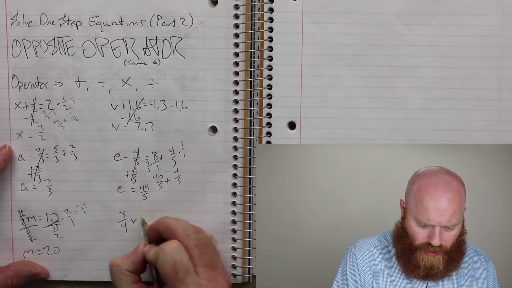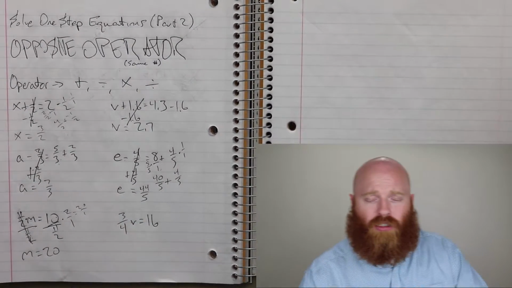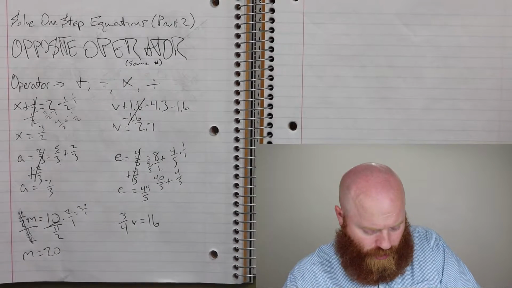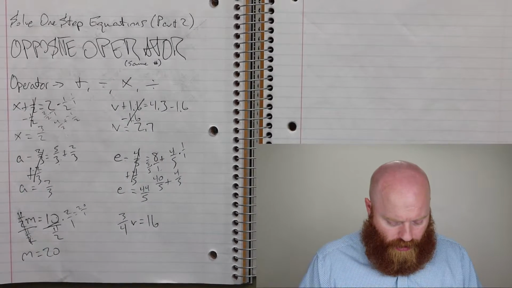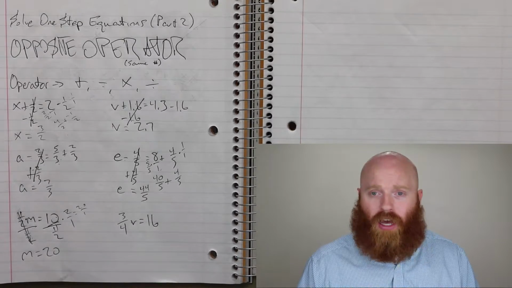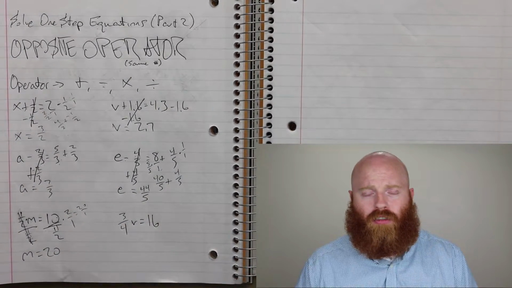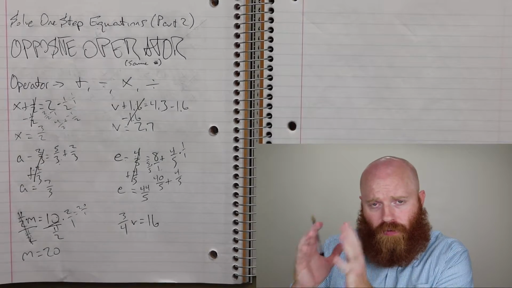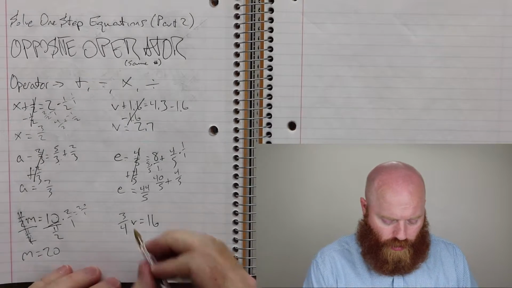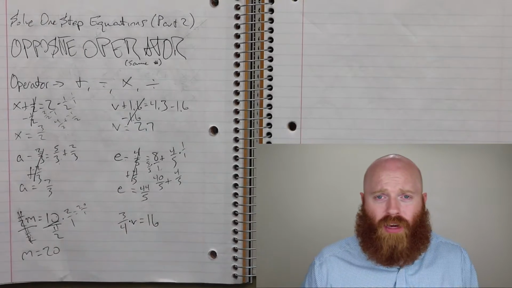3/4 V equals 16. Okay, what operator do you have? I don't see a plus, I don't see a minus, I don't see a times, I don't see a divide. Well, actually, I do see a divide, but it's not divide. Just think of that fraction off to the side. The actual operator is that multiply right there.